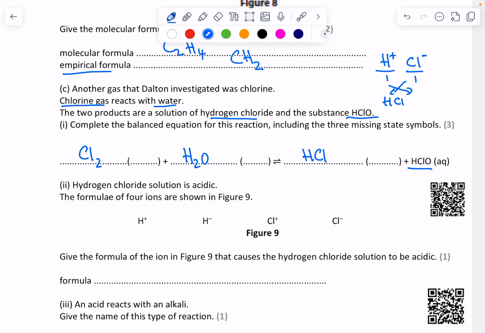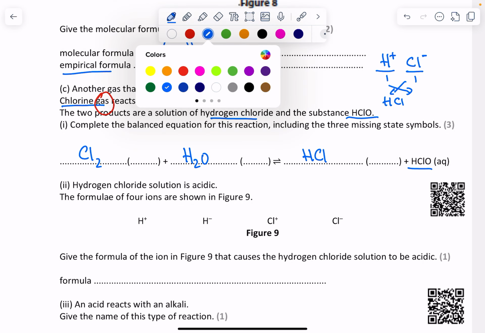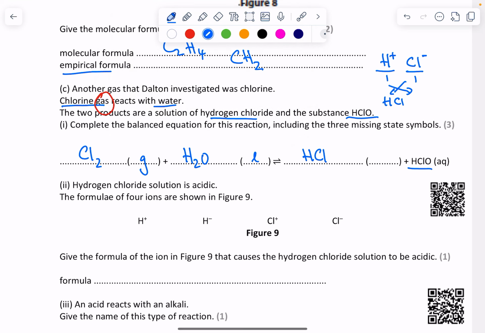Now in terms of state symbols, we're told here that hydrogen is a gas. So let's put that hydrogen is a gas into the equation here. Water, we should hopefully know, is a liquid, so I'm going to put L in there. Hydrogen chloride, it tells me, is a solution. So if I've got a solution, we are talking about aqueous. Marks wise, if you've got the chlorine and the hydrogen, you get a mark. If you've got the state symbols correct, you get another mark. And this side, you get another mark here for HCl.